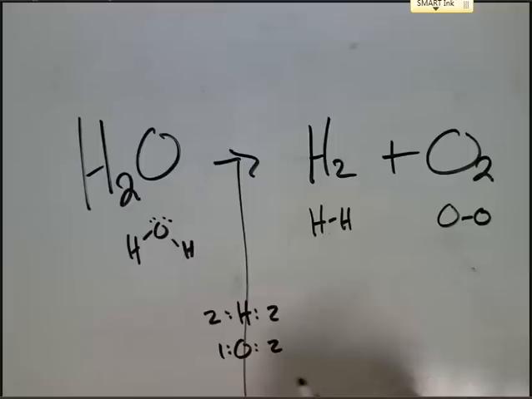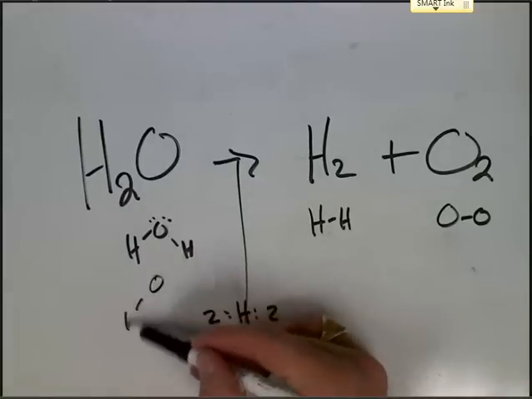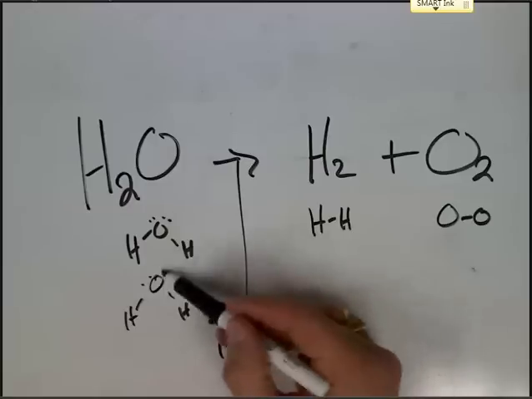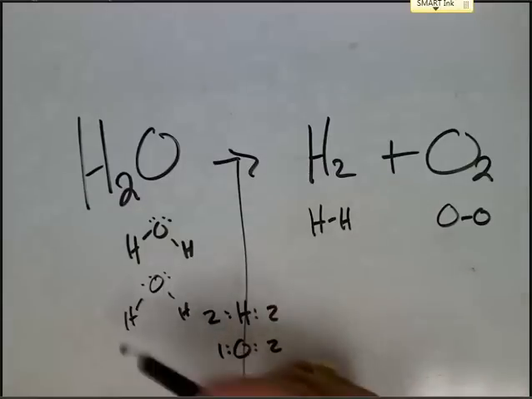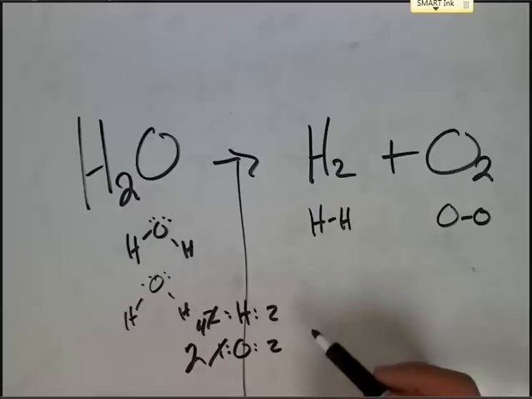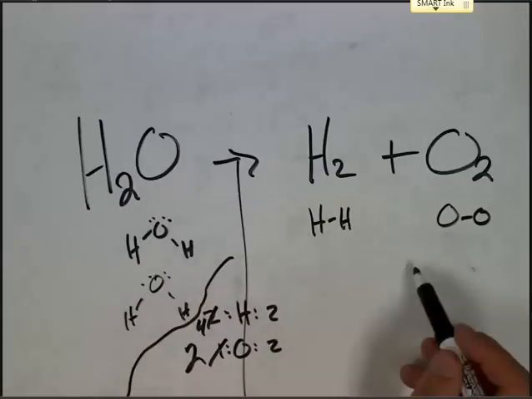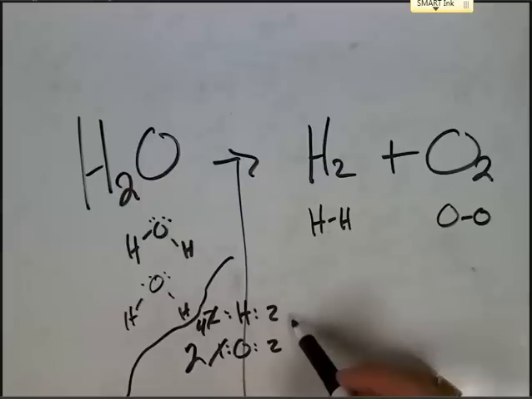So let's fix our oxygens first. To add another oxygen, I need to have another whole water molecule. I can't decide to just add an oxygen or add a hydrogen. So I've got 2 of those, and now I've got 4 hydrogens. On this side, 2 oxygens, 4 hydrogens, 2 hydrogens.